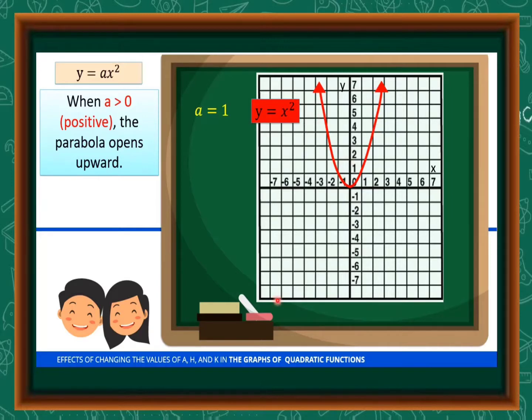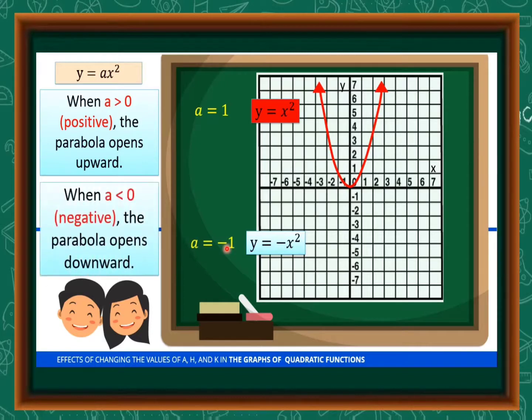Now let's have another example. Sa function y is equal to negative x squared, ang a natin dito ay equal to negative 1, which is a negative number. So kapag ang a ay negative, the parabola opens downward. So this is the graph of y is equal to negative x squared. So yung graph ng y is equal to x squared ay nagkaroon ng reflection below x-axis. Okay? So again, kapag ang a is negative, the parabola opens downward. Okay, next.